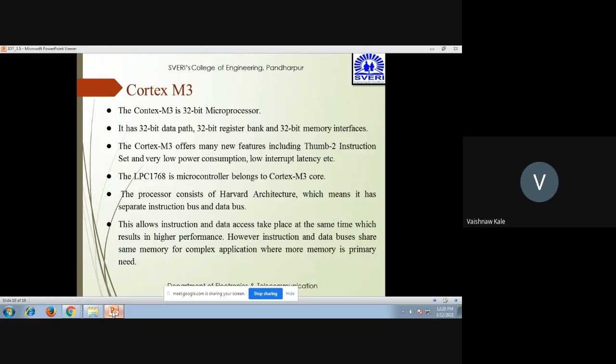Now let us understand this block diagram. The Cortex M3 is a 32-bit microprocessor. It has a 32-bit data path, 32-bit register bank, and 32-bit memory interfaces. The Cortex M3 offers many new features, including the Thumb-2 instruction set, which we have already seen, and very low power consumption, which we have also already seen. Then there is low interrupt latency, which we'll see later on. What does it mean actually?